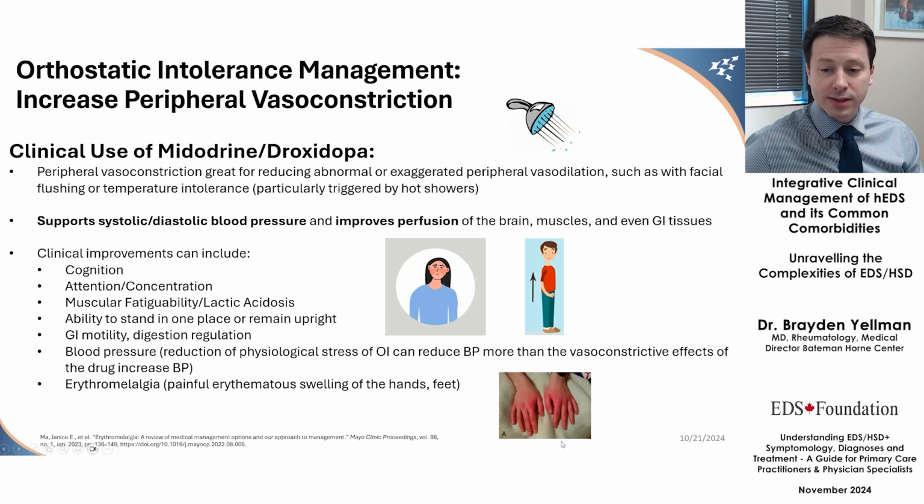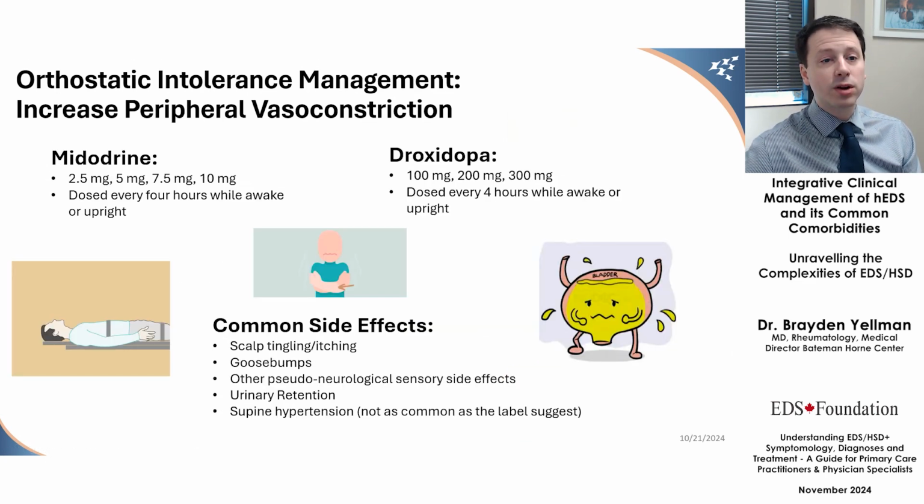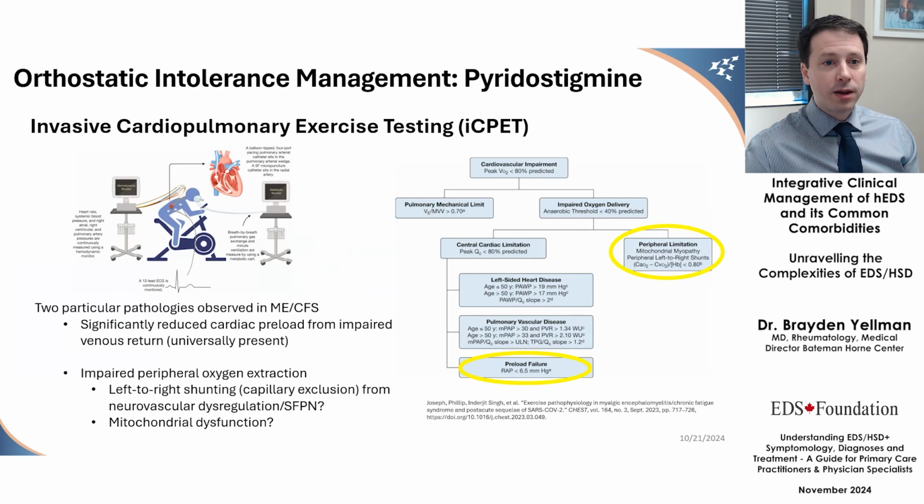And you'll see this all the time with rewarming and temperature changes in patients with hypermobile spectrum disorders. These are some common doses, and side effects can include scalp tingling or itching, goosebumps, other pseudoneurological sensory side effects that are not permanent but just temporary, a little bit of urinary retention, especially with midodrine, and supine hypertension, although this is not nearly as common as the label suggests.